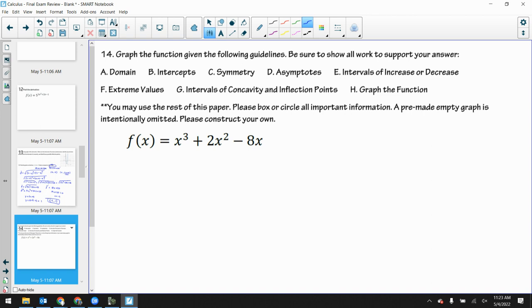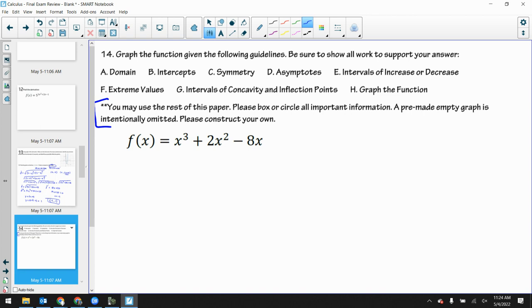Number 14. Graph the function given the following guidelines. Be sure to show all work to support your answer. This statement is also on your exam. A pre-made graph is intentionally omitted because I didn't want to sway you in any sort of way.